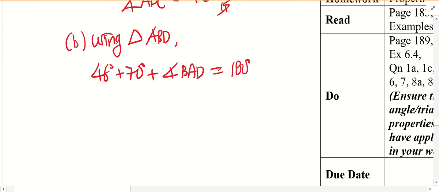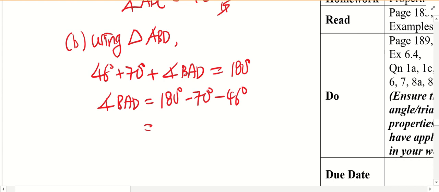So from here, we know that angle BAD equals 180 minus 70 minus 46. What does it give us? Let me pull out my calculator real quick. 64 degrees.